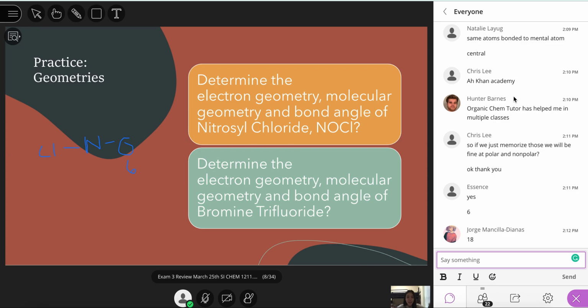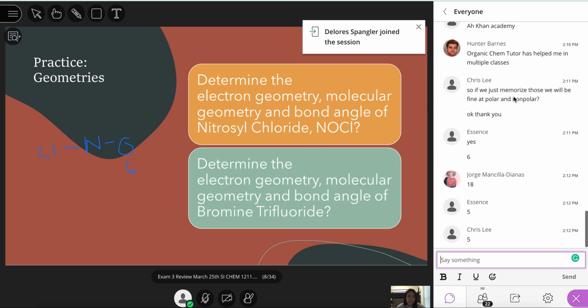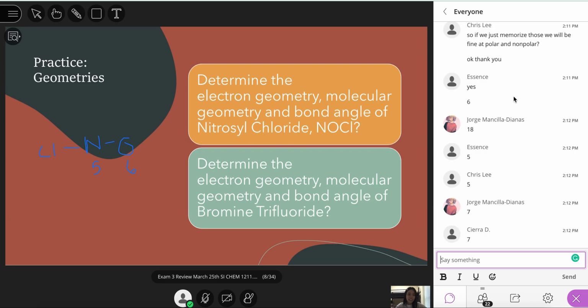Okay, but N has how many? Does anyone remember? N has 5, yes. And then Cl has how many? Because we have 5, right? Yes, exactly, which will equal 18. So once we do the structure, what is the electron geometry?